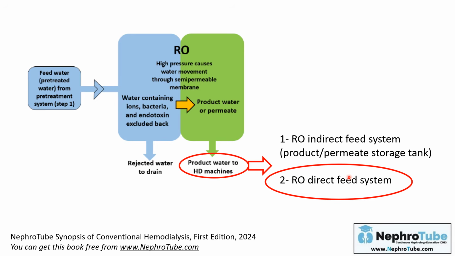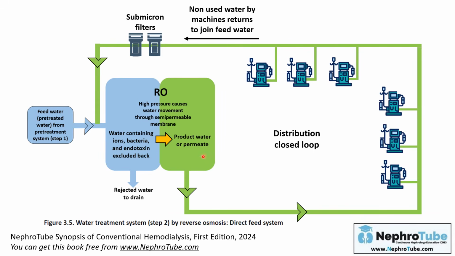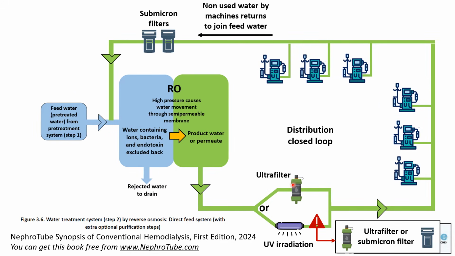The second way for the product water that comes out from the RO to go to the hemodialysis machine is the direct feed system. In the direct feed system, there is no tank, but the water goes directly from the RO to the hemodialysis machine. In some references, they mention that they can put also another purification step after the RO, even in the absence of the storage tank. They may put the ultrafilter or the ultraviolet radiation with the same criteria we mentioned before.